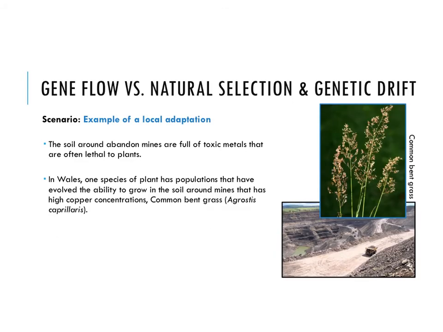So here's a story about local adaptation. In a lot of places, the soil around abandoned mines are full of toxic metals, and most plants can't grow in them because of that. They're lethal to plants. But in Wales, there's one species of plant called the common bent grass that has evolved the ability to grow in soil around mines, especially copper mines, which were common out there. So they have a higher copper tolerance than other types of bent grass.